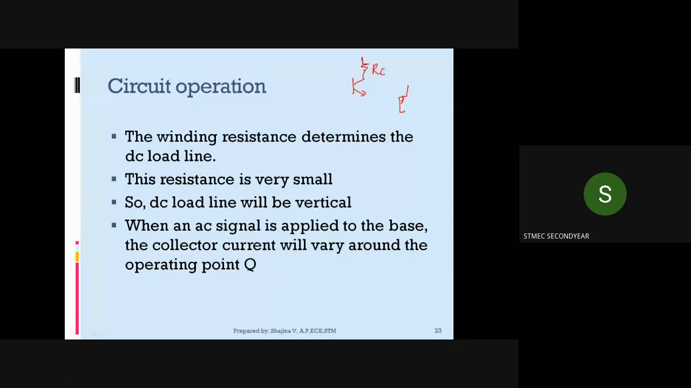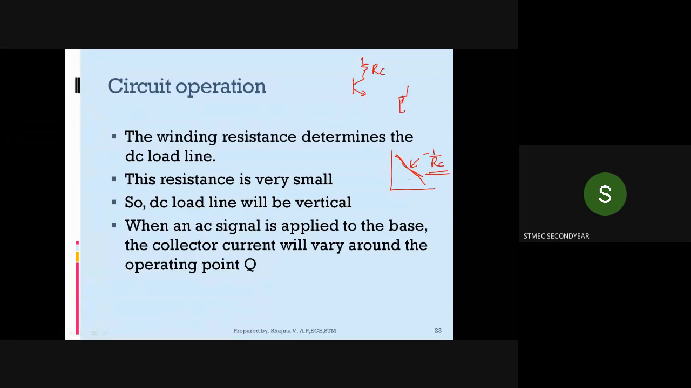And we obtain the DC load line like this, and the slope of this load line is equal to -1 by RC. The slope of the load line will be equal to -1 by RC. This is in the case of a normal voltage amplifier.